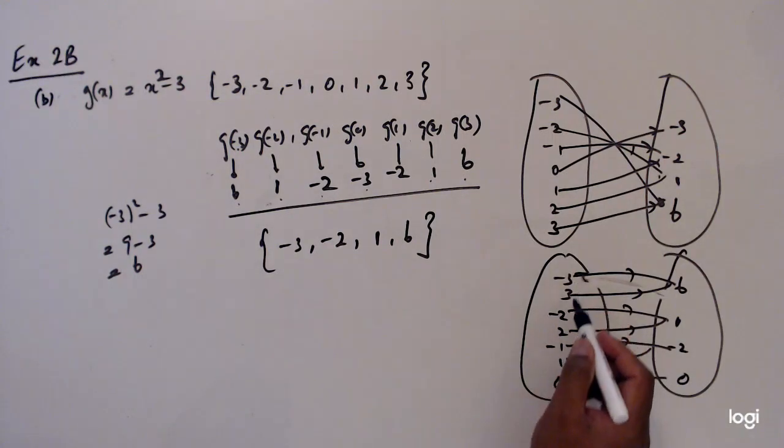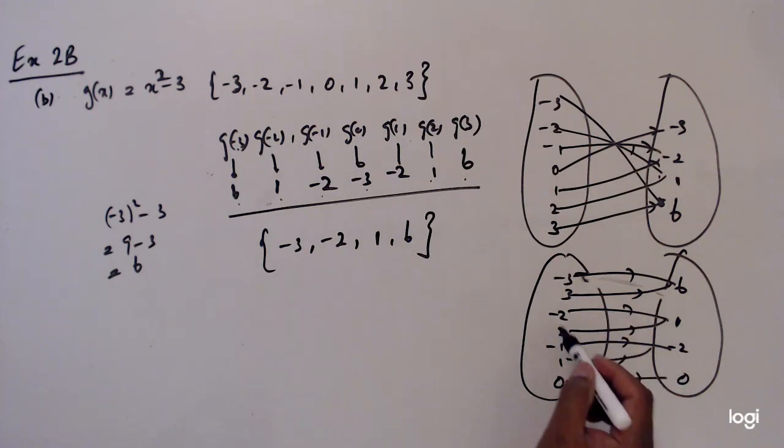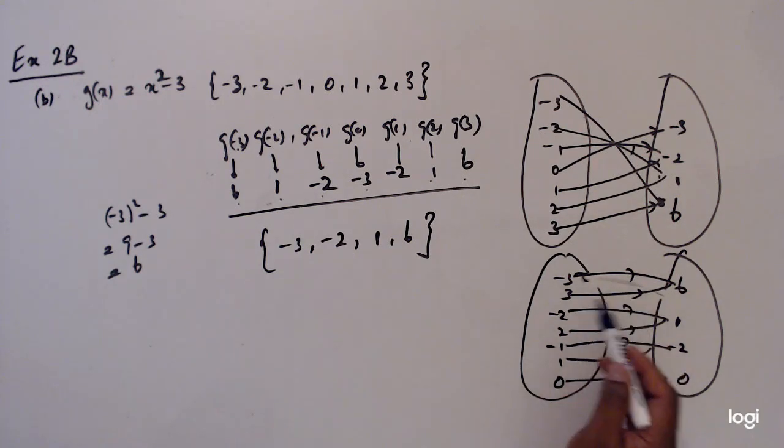I can draw it differently as well. Now it is very clear. Minus 3 and 3 together, and minus 2 and 2 together. And so the mapping is many to one. So the first one is one to one, this is many to one. So overall this is going to be many to one.